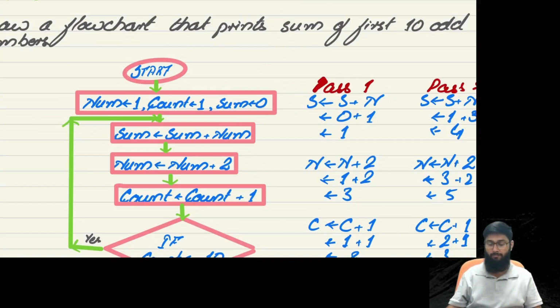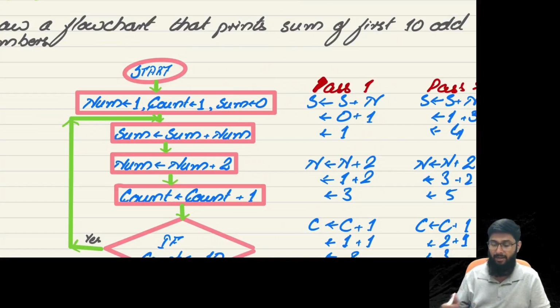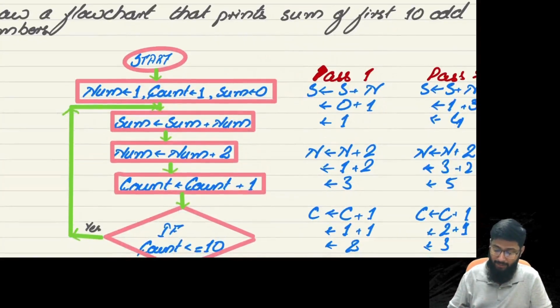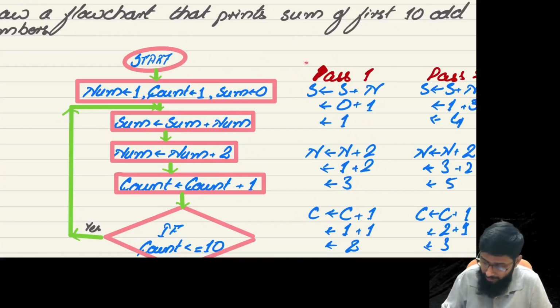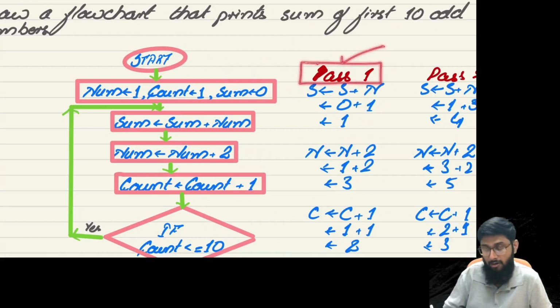Now what are we going to do? Just after that, once we have declared and initialized each of these, we say sum will be having sum plus num. Now what do I mean by that? Over here, if you can look, this is not part of the flowchart. It is actually the representation of how the loop is going to execute.